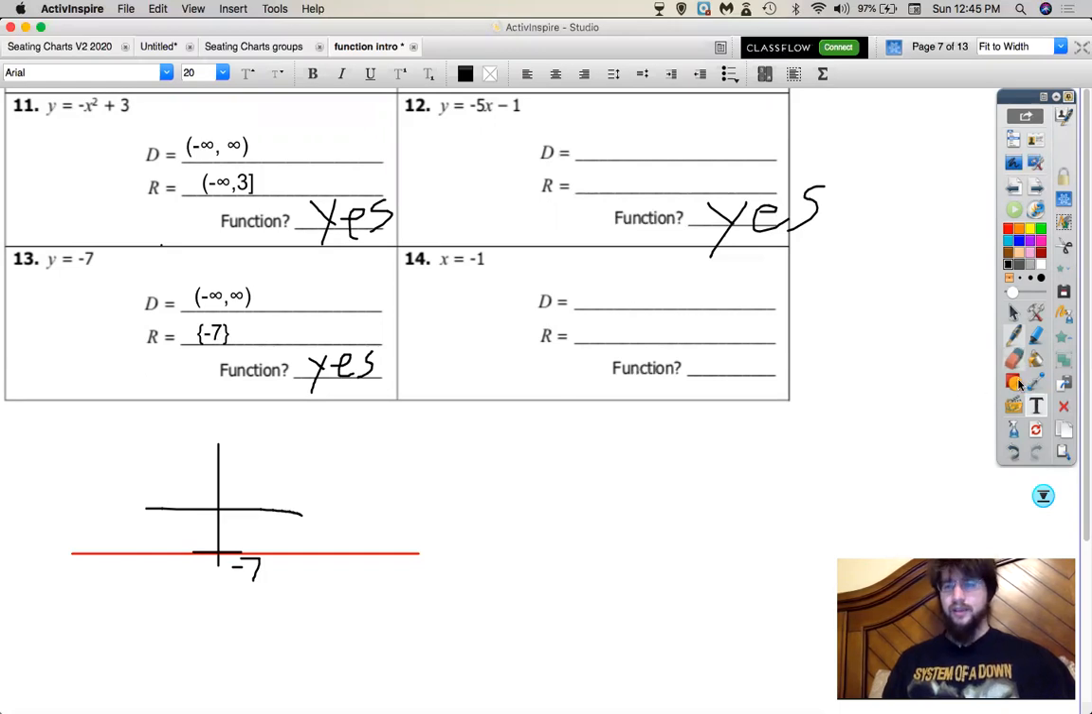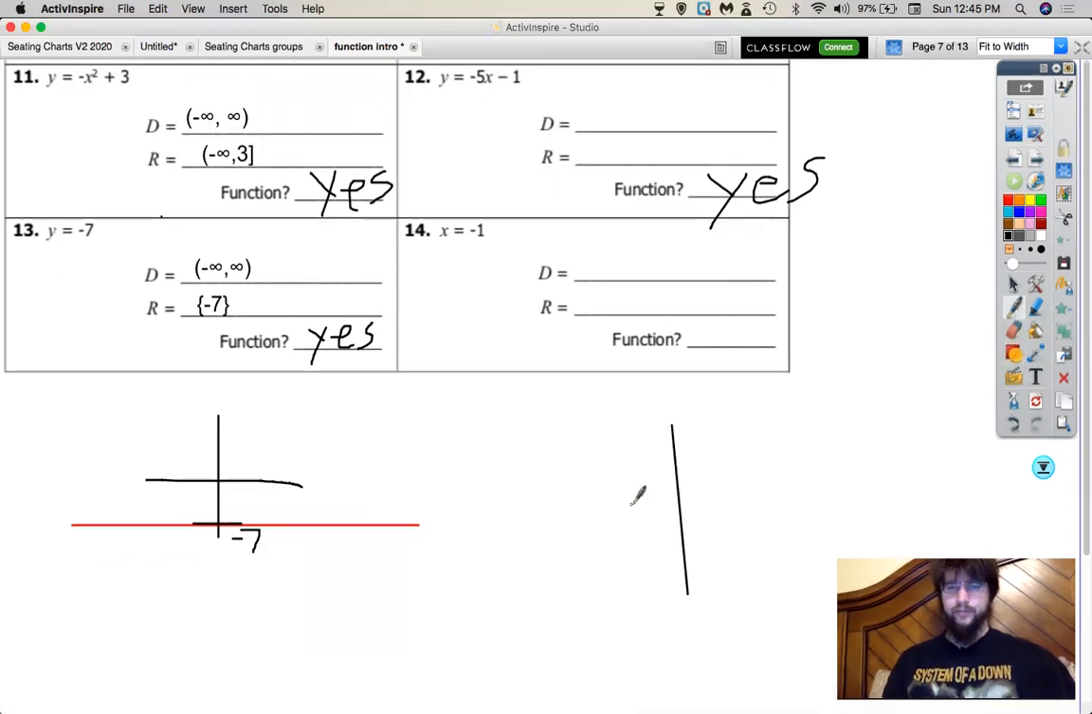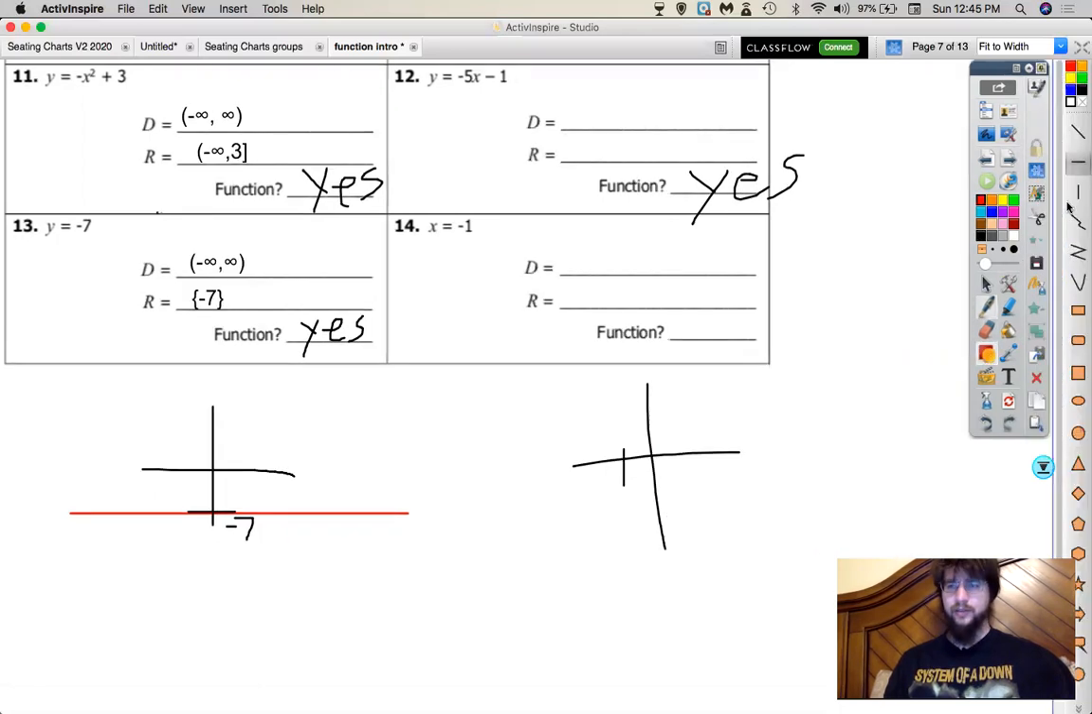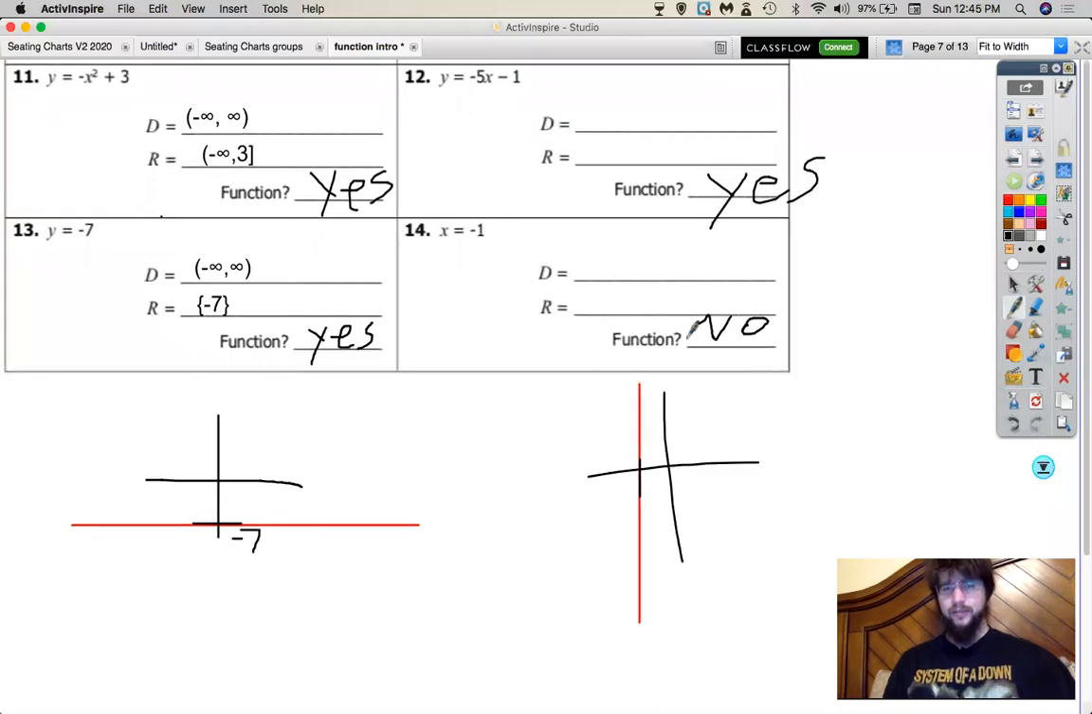Okay, let's look at this guy. Lovely vertical line right there. X is -1, so let's stick that right there. X is always that, so no matter what y is, x is -1, so something like that. Is that a function? Absolutely not. It's a vertical line. And here your domain will be -1 and range will be all real numbers.